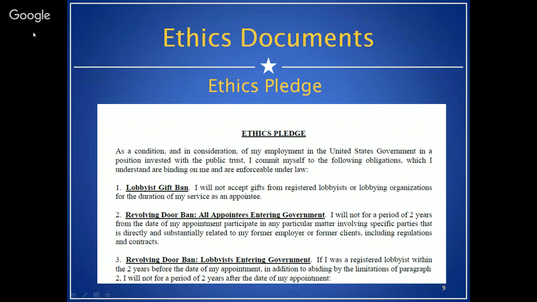Violation of the ethics pledge is not a criminal matter. And there's also a waiver provision where certain officials have received a waiver from the ethics pledge requirements. Not usually a waiver to receive gifts, but a waiver for other provisions. And those waivers can also be found on OGE's website.